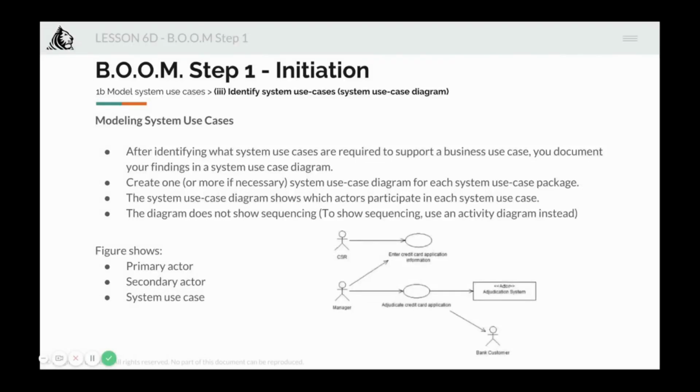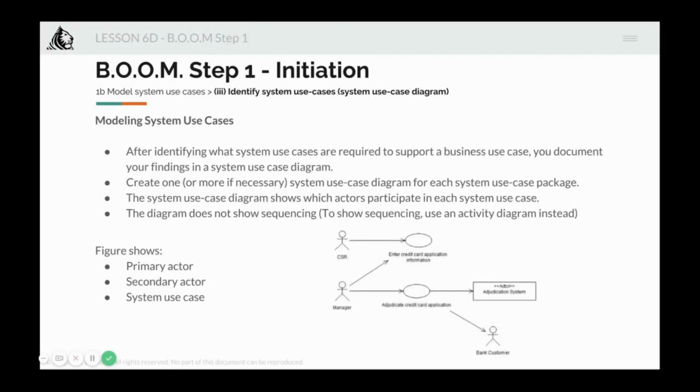The figure shows a system use case diagram. It illustrates the following elements, right? So there's a primary actor, an actor who initiates a use case interaction, right? A secondary actor is an actor that the system initiates an interaction with after the use case has started, correct? And finally the system use case, which is a user task itself, correct? So have a look at the diagram. There's a primary actor, there's a secondary actor, there's a system use case. So what the diagram is saying here is a CSR or a manager enters credit card application information. A manager may adjudicate a credit card application as well. The system use case, once underway, may involve an interaction with an external computer system, which is the adjudication system.